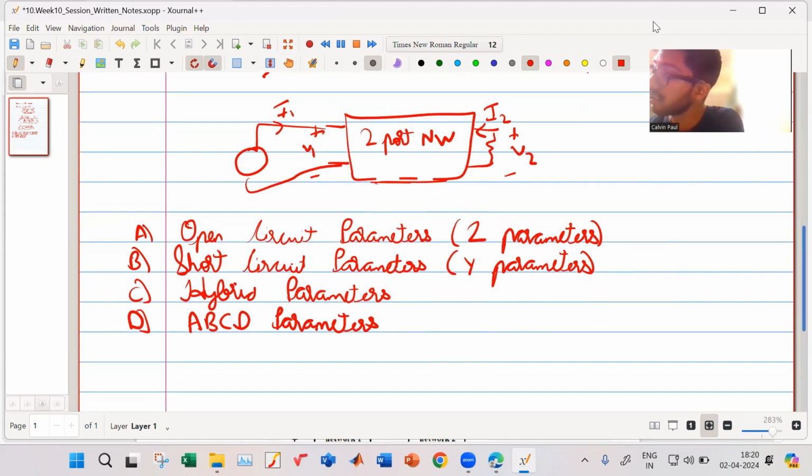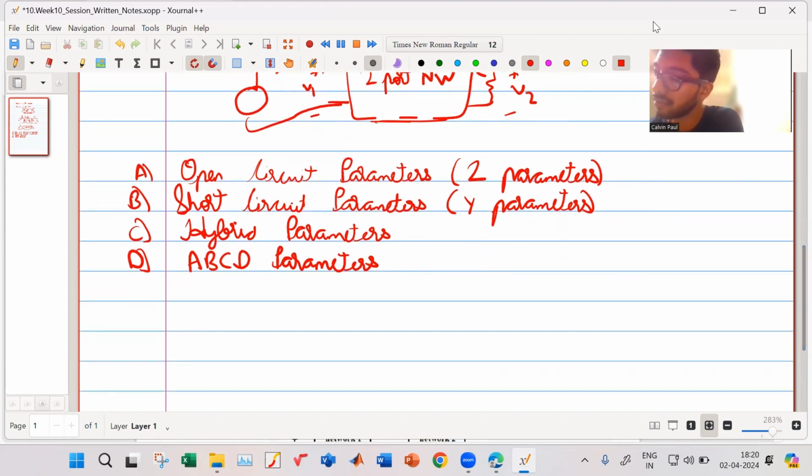So why is it known as open circuit parameters? Because on both sides we are applying the current source. And when we are determining the parameters, we open the current source either on the input side or on the output side. And that's why it is an open circuit parameter. We are applying the current source as well.